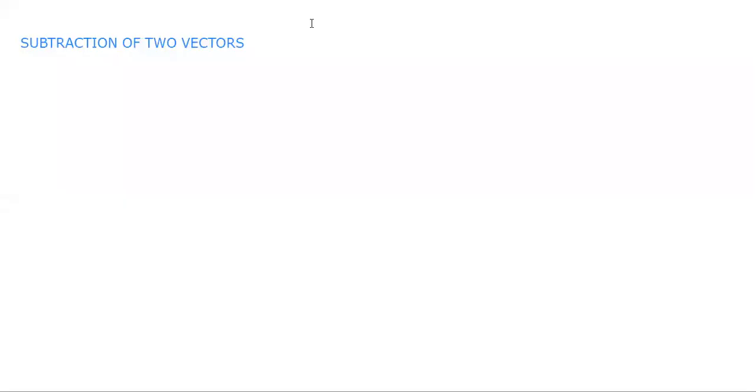As we have learned how to add two vectors, in this video I'm going to tell you how you can subtract two vectors. So for example, let us say I'm taking two vectors. Let one be a vector, another would be b vector. Let this be your a vector and this be your b vector, right? And I want to subtract them. You know how to add them.